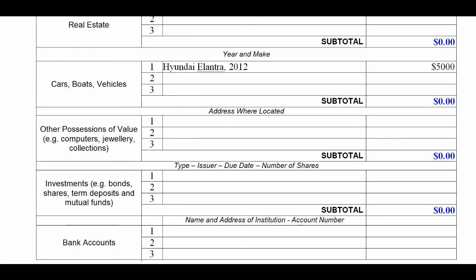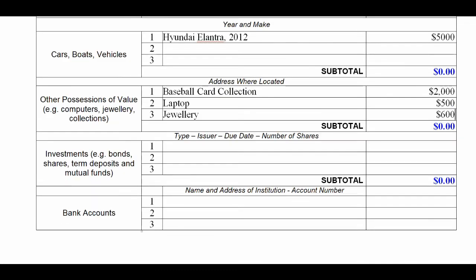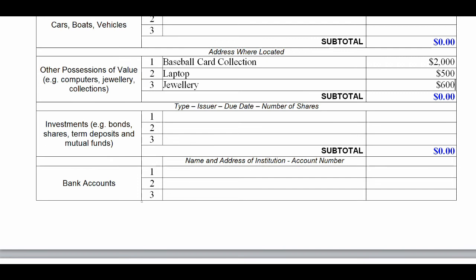And here I would tend to suggest that anything over $500 should be added. If you're struggling to come up with something that you own over $500, maybe start at $200. We don't want this to be a very lengthy list, but say you have a baseball card collection, you estimate that to be worth $2,000. A laptop, and the laptop's old, maybe it's going to be $500. Again, these are the values as of the date of the statement, not as of when they were new. Let's assume there's jewelry as well, and we're going to estimate that as well at $600.